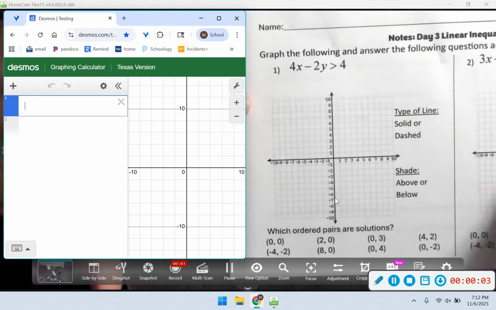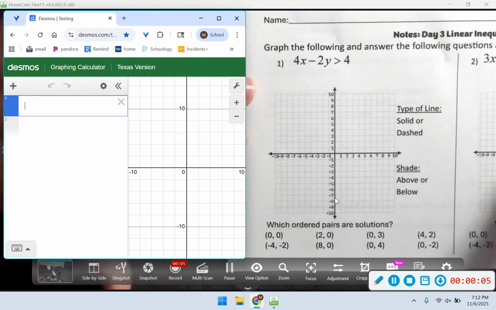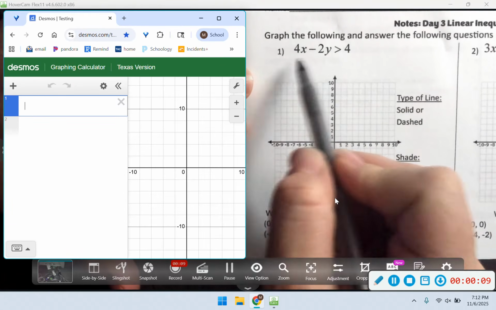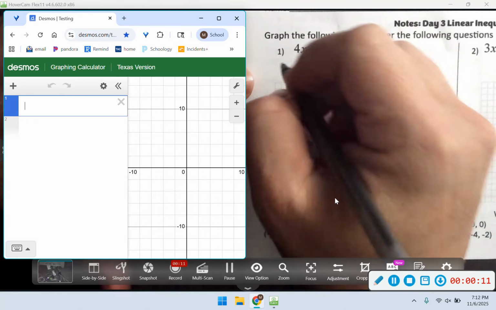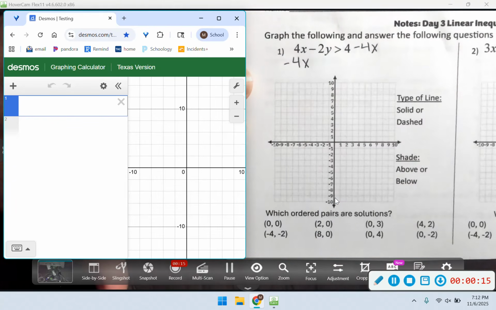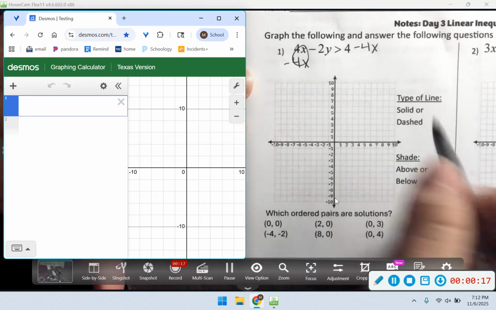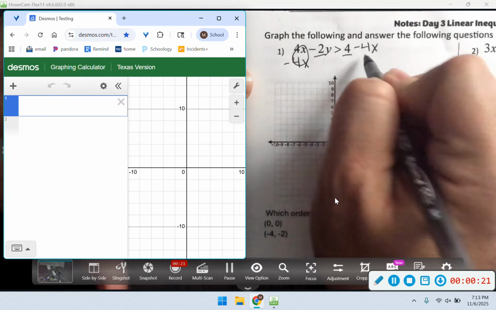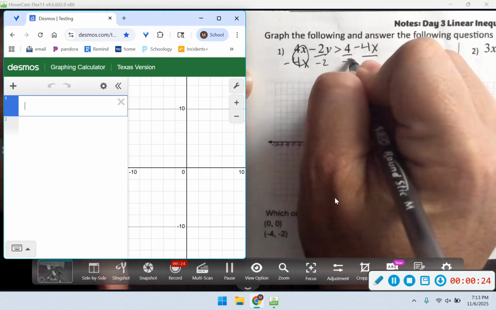Okay, number one, this is really just a refresher, y'all. So the biggest thing we need to do is, I cannot graph this yet because I have to get y by itself. So we're going to move our x. So minus 4x on both sides. Okay, that cancels out. And I still have that negative 2 next to my y. So I have to divide everything by what's in front of y, which is negative 2.